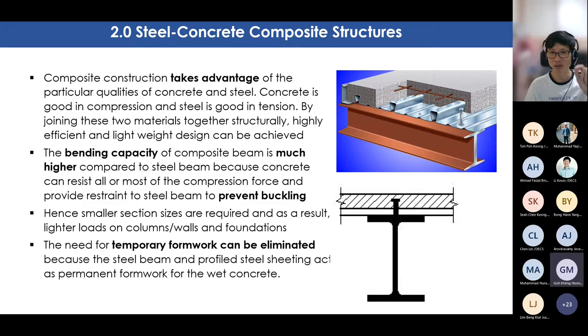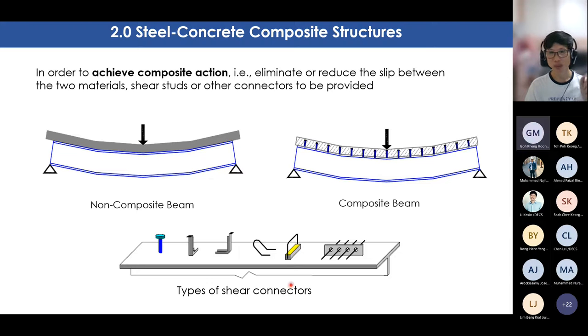All the multi-story buildings that I mentioned just now, like Capital Green or Robinson Dawa, they all use composite beam and composite column design. But one thing to take note: to achieve composite action, you need to eliminate the slip. If you stack two materials together and press them, one becomes shorter and the other longer, so they will have a shear in between. If you don't connect these two together, they will not have composite action. So to have composite action, you need shear studs to connect the two together.